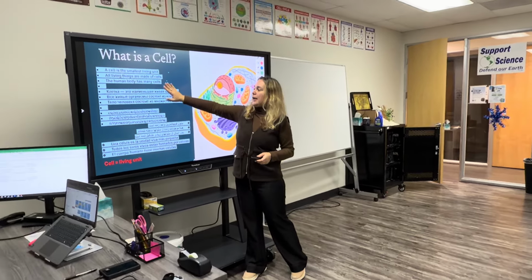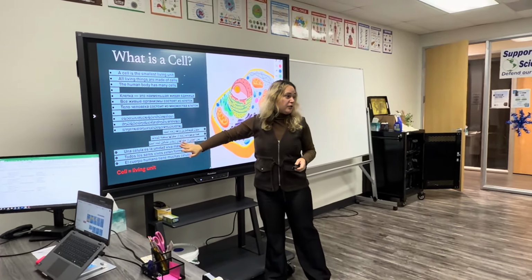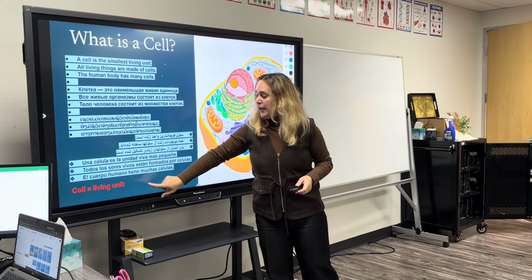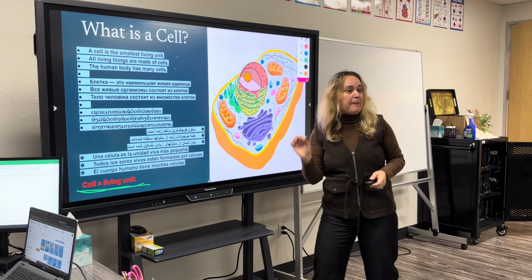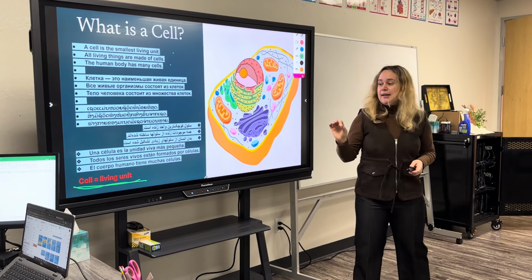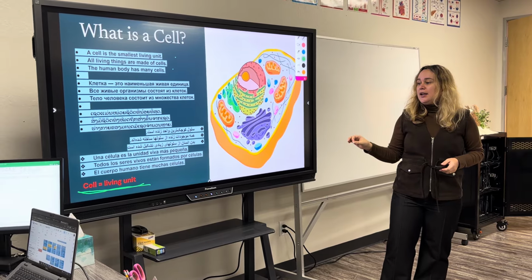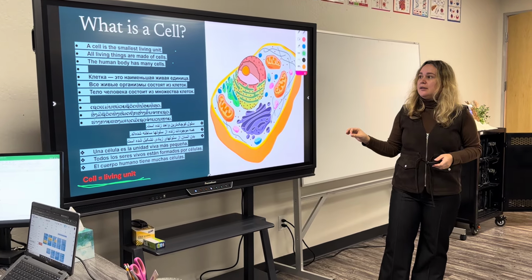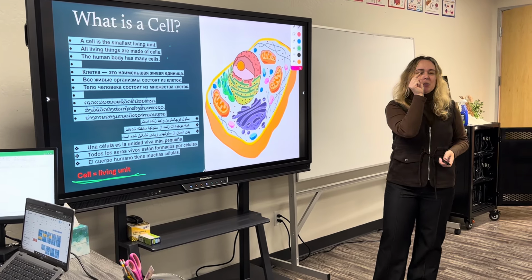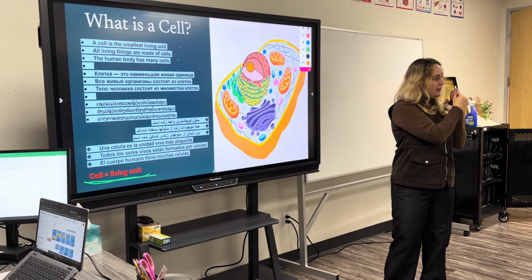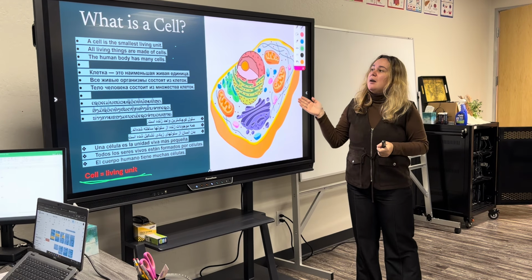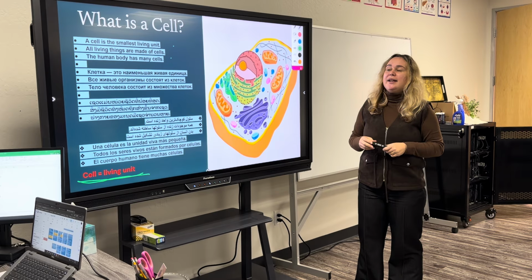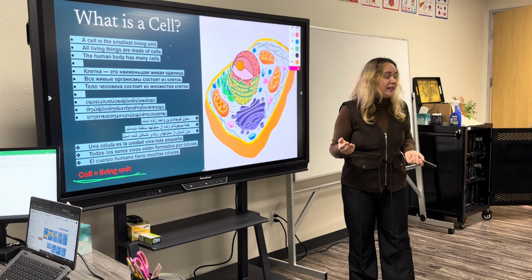Exactly. So you can also find here translation to your native languages, and in the last sentence you can find the main point of the slide. Cell is living unit. As Nikolai said, it's the smallest living piece in our bodies. All living things are made of cells, and the human body has many different cells.